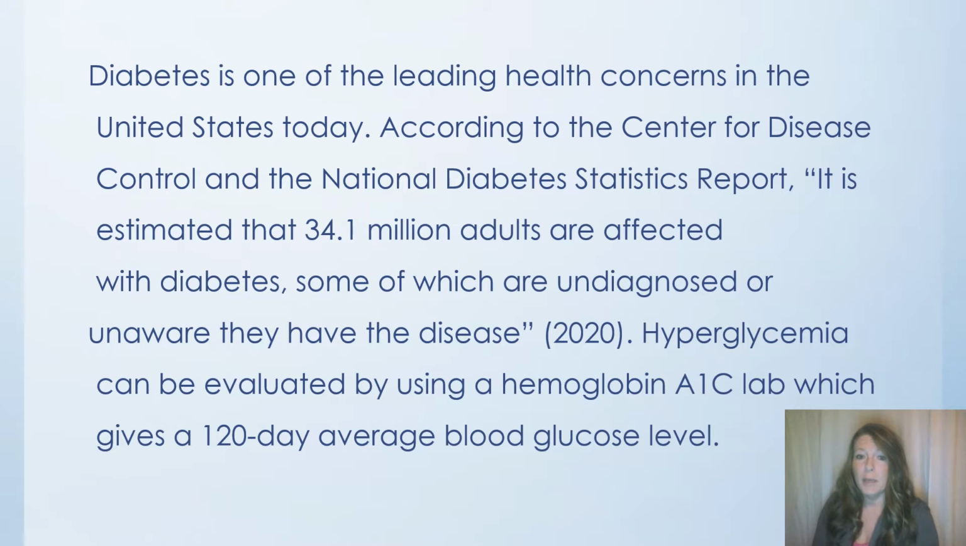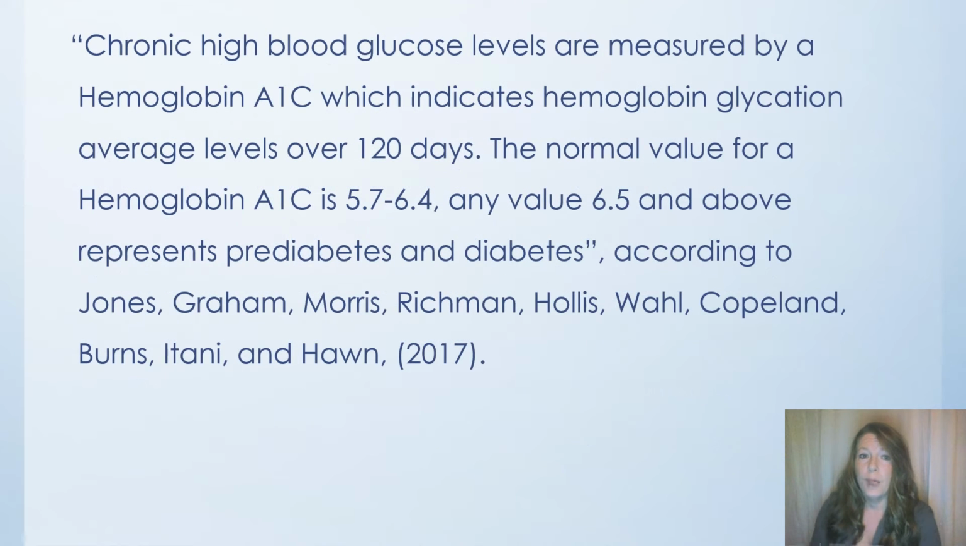Hyperglycemia can be evaluated by using a hemoglobin A1C laboratory level, which gives a 120-day average blood glucose level. Chronic high blood glucose levels are measured by hemoglobin A1C, which indicates hemoglobin glycation average levels over 120 days. The normal value for a hemoglobin A1C is 5.7 to 6.4, and any value 6.5 and above represents diabetes and prediabetes. According to Jones, Graham, Morris, Richmond, Hollis, Wall, Copeland, Burns, Atani, and Hahn.